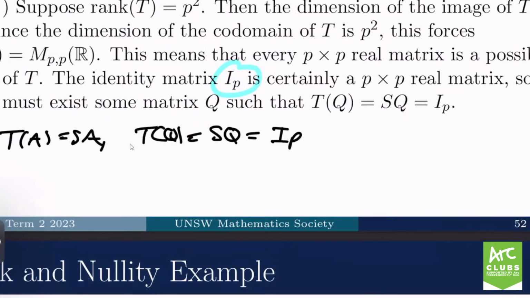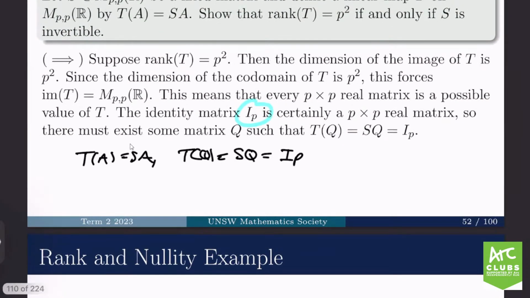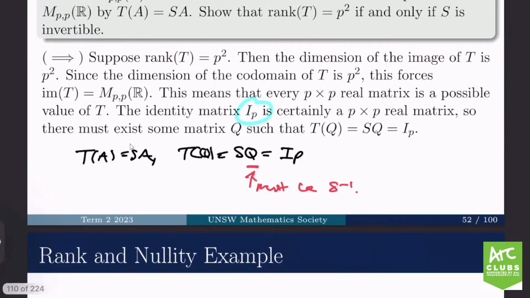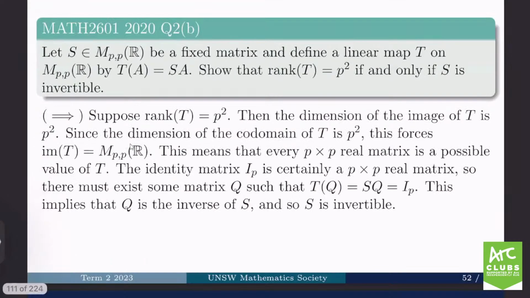Now you can see that what we have here is essentially saying that S times Q equals the identity matrix. So Q must be S inverse, right? In other words, S inverse exists and therefore S is invertible. So we get S is invertible. So that's our first direction of the proof complete.